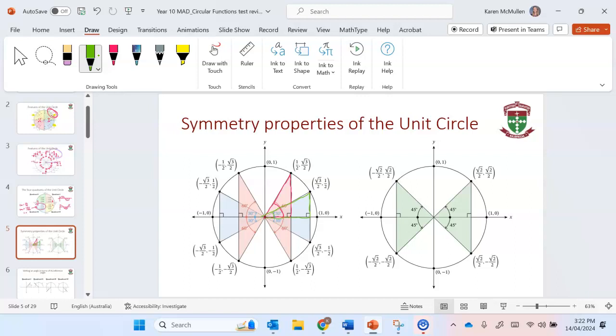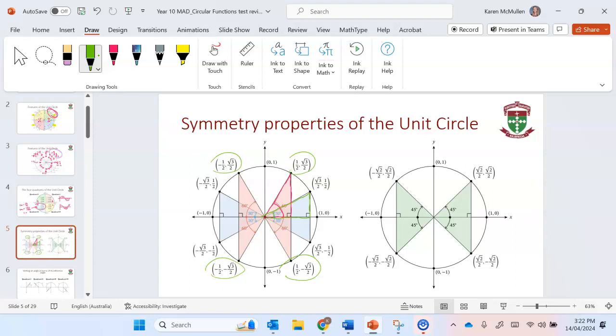So we've already looked at these exact values. If we just look at 60 degrees, see how they're quite similar. It just depends on whether they're negative or positive because of the quadrant they're in. All right, so the symmetry properties. The symmetry just means it's the same, symmetrical. The values are the same, it's just whether they're positive or negative.